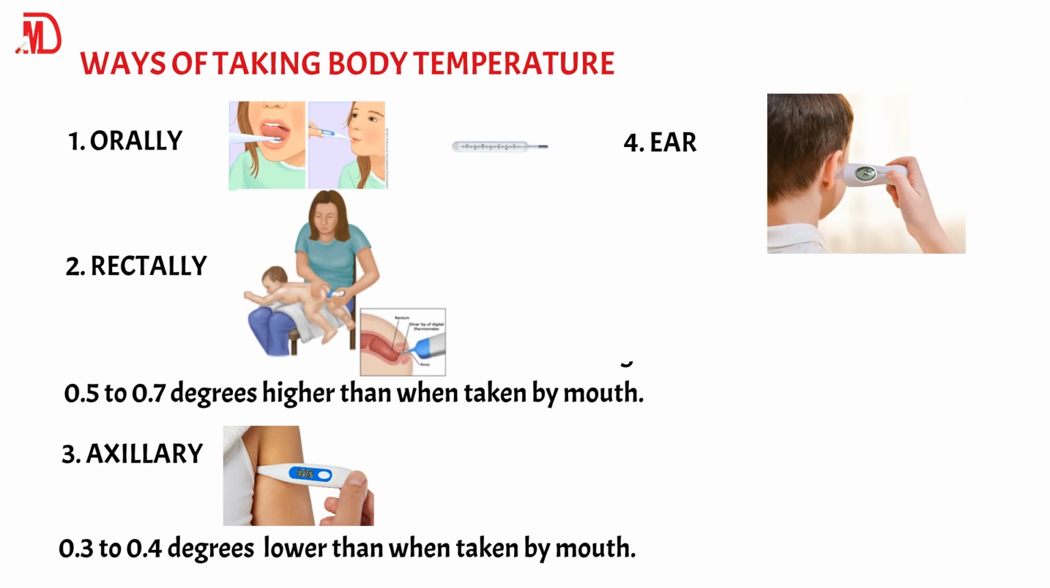Fifth one is by skin. A special thermometer can quickly measure the temperature of the skin on the forehead. An example of such a thermometer is the gun thermometer, which is now widely used in many parts of this country or other parts of the world.